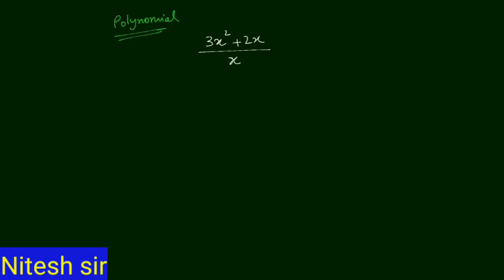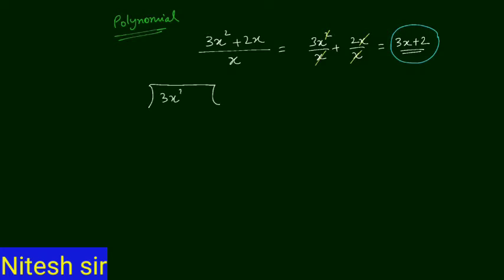We can separate it also, we can write it separately also. So how will we write? Equal to 3x square upon x plus 2x upon x. Now x and x cancel, and from x square and x, one power is cancelled. So what will we get? We will get here 3x plus 2. This is the quotient. Now we will divide by the traditional method, 3x square plus 2x and x.